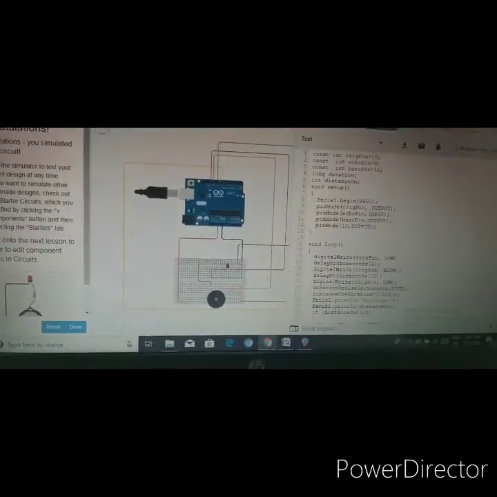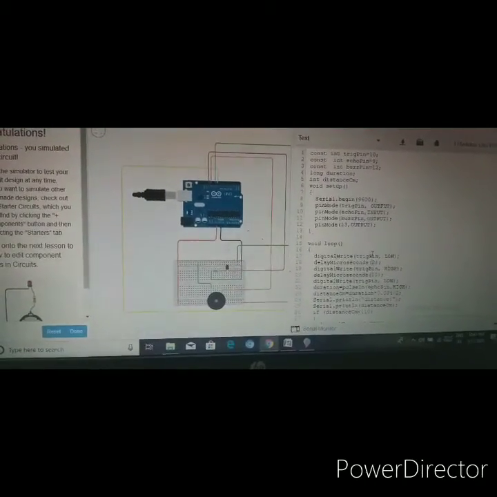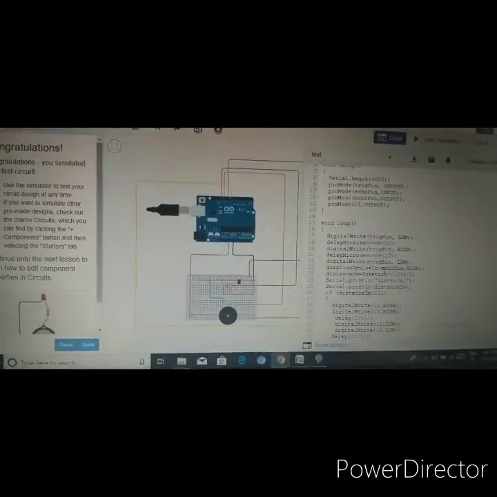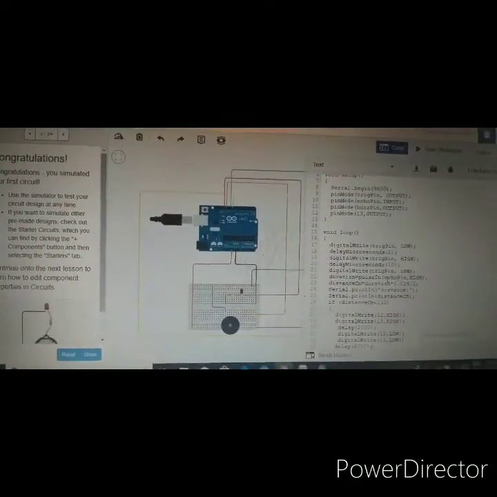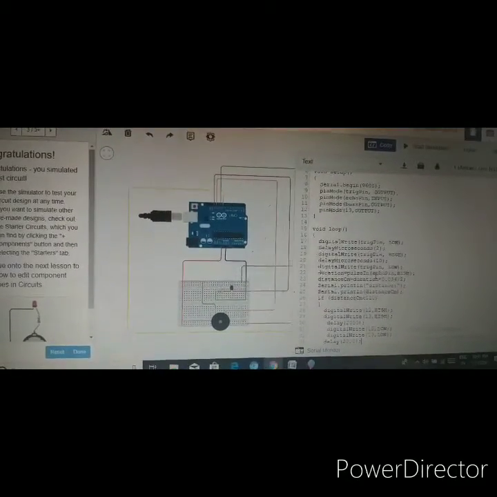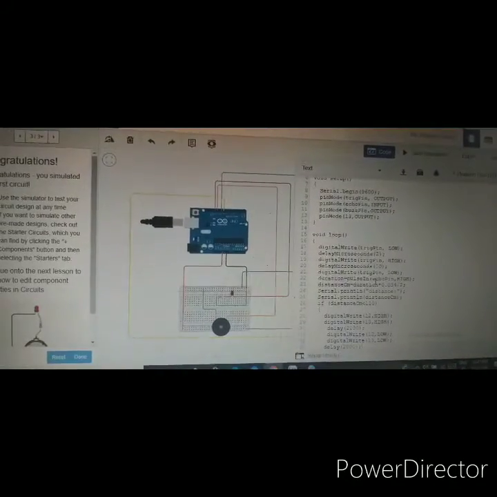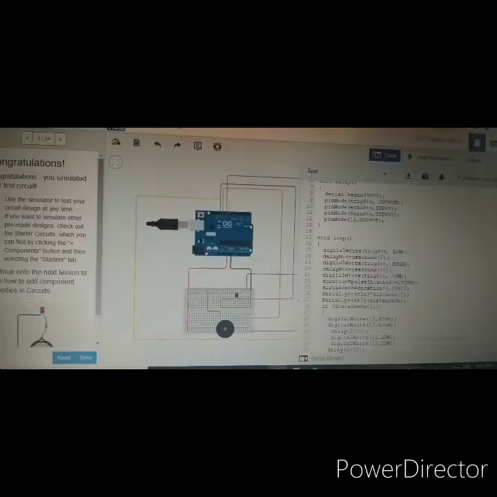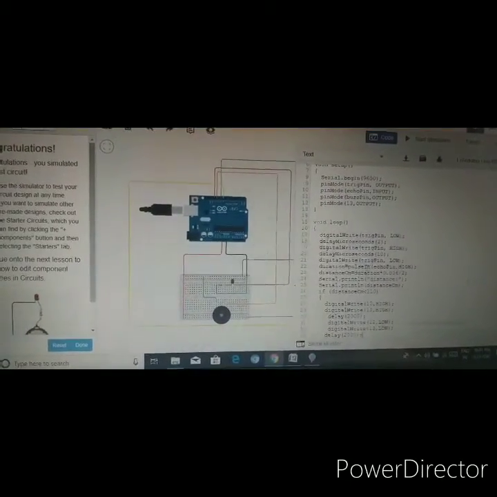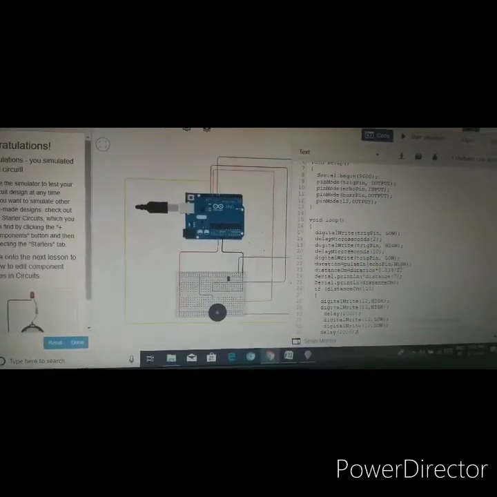Here, initially, using a digital write function, we set the trigger pin to low and then a delay of a few microseconds, which is 2, then again trigger pin high for 10 microseconds. So now we need to calculate the duration, or we can say time. For this we have used pulseIn function, where echo pin is high.